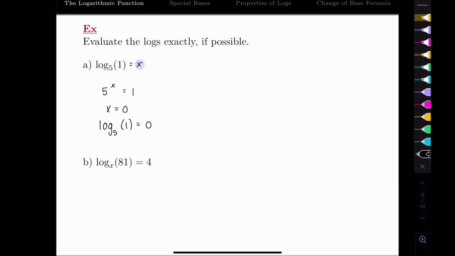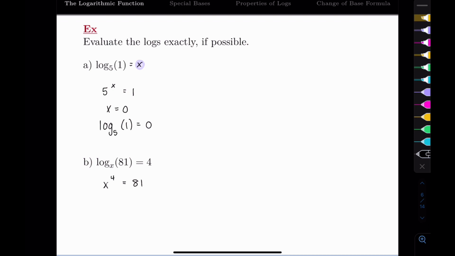Same thing for this next one. I cannot do this just using my brain. It's not possible for me to kind of visualize what's going on here. So I'm going to put this in exponential form to be able to evaluate what my x has to equal. So my base here is x, my answer is 81, and my exponent is 4.